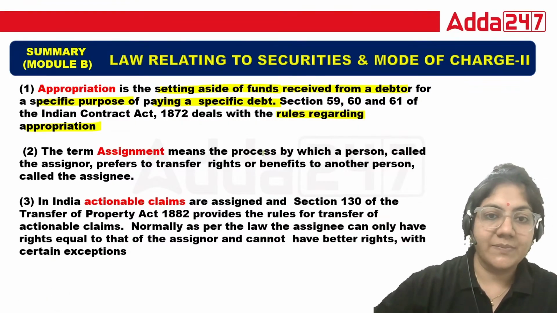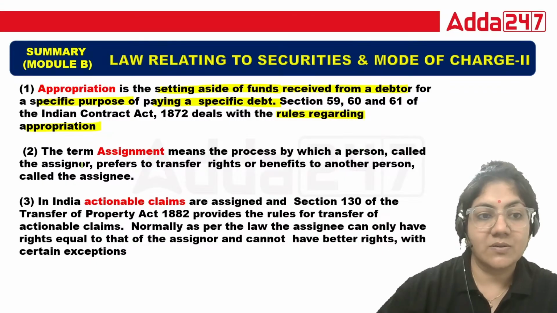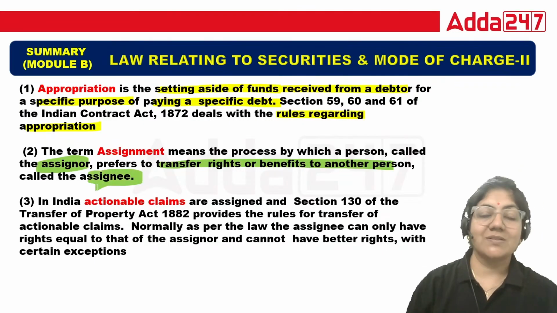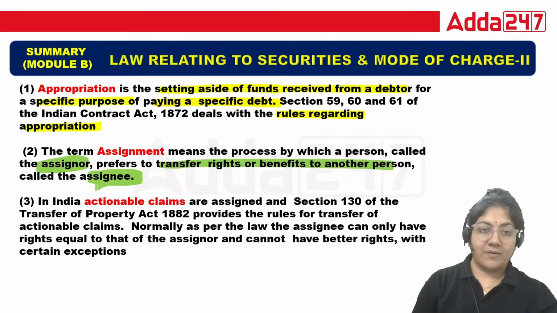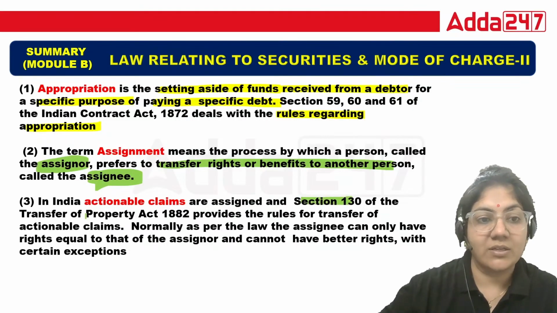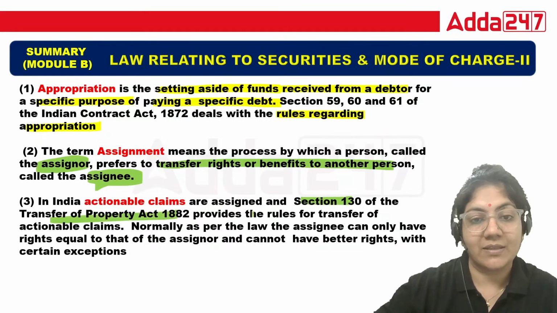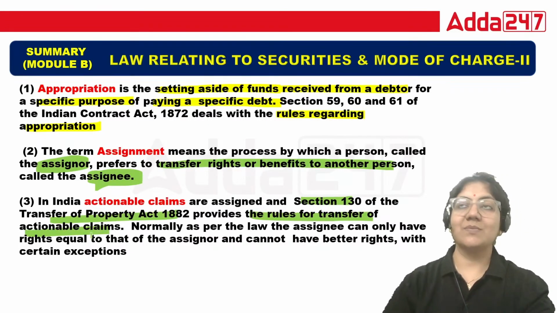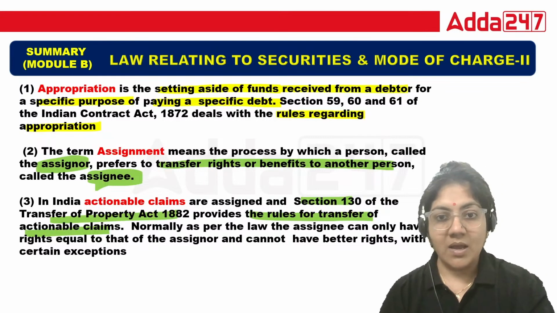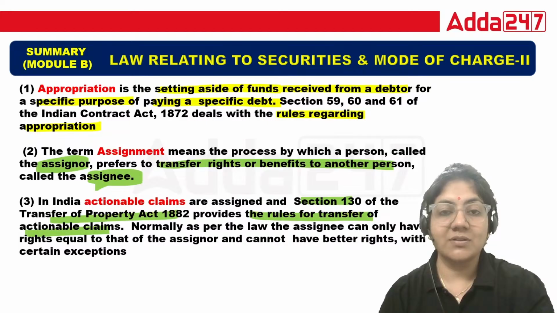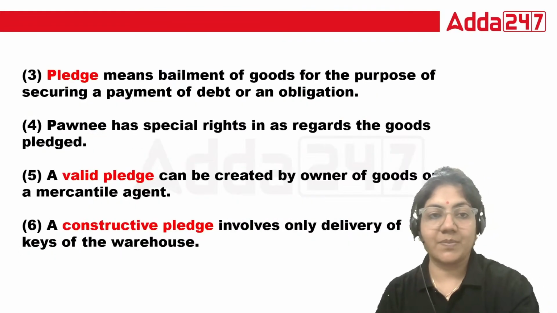The term assignment means the process by which a person called the assignor transfers rights and benefits to another person, that is called the assignee. So basically here the assignee is the bank. Actionable claim is dealt with in Section 130 of the Transfer of Property Act, which provides the rules for transfer of actionable claims. Actionable claim basically applies to unsecured debt. Okay, actionable claim is a part of your Transfer of Property Act.